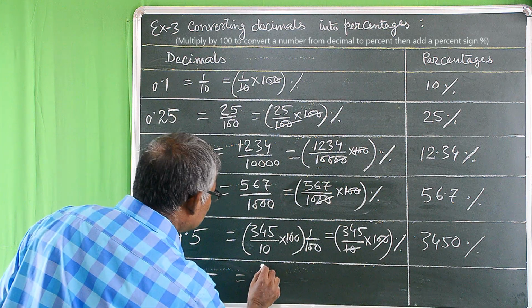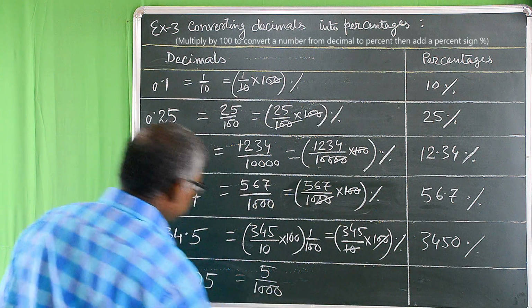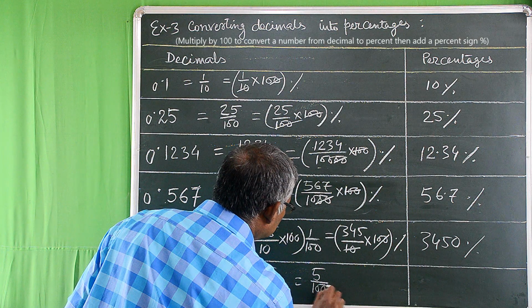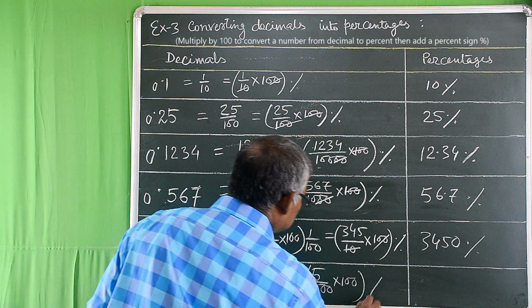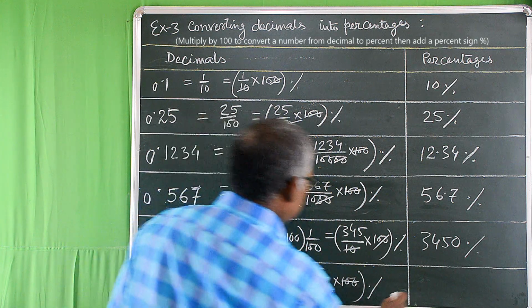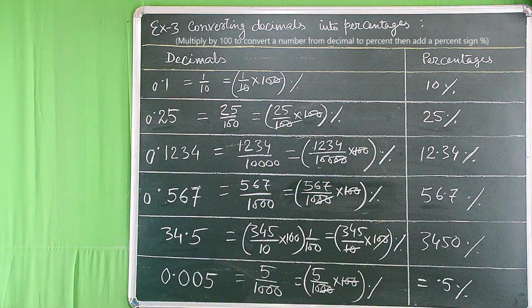Students, now let us consider the number 0.005. So this can be written as 5 by 1000, equals 5 by 1000 into 100%, that is 5 by 10, equal to 0.5%.